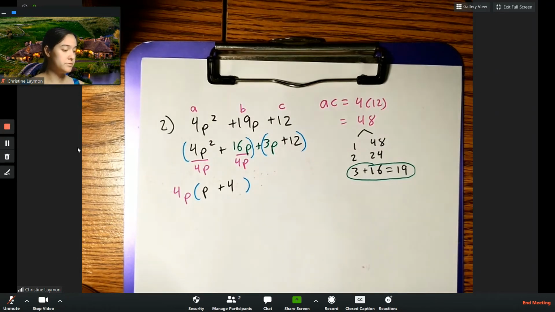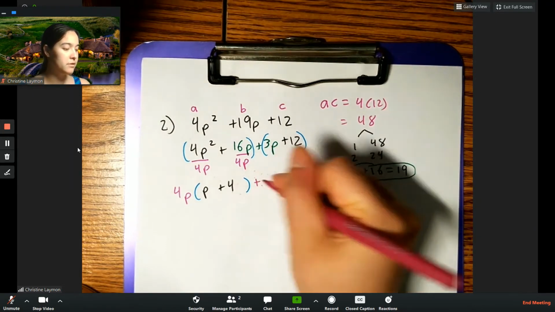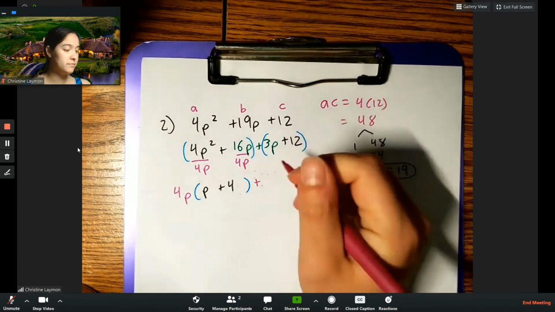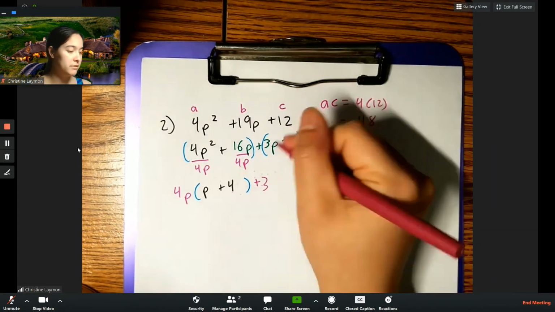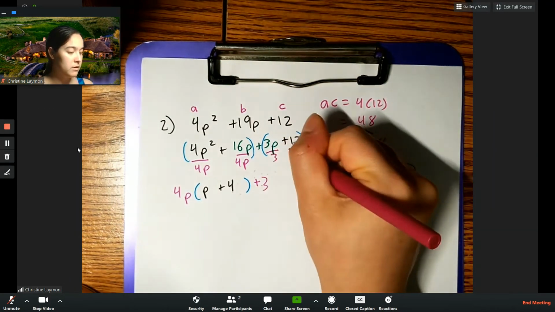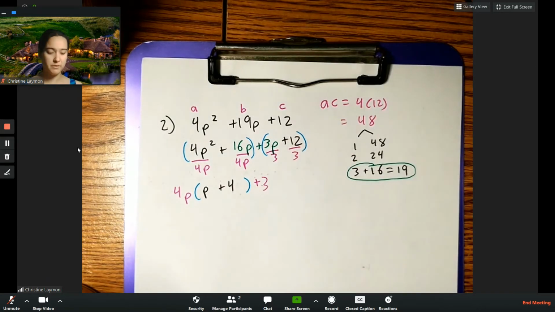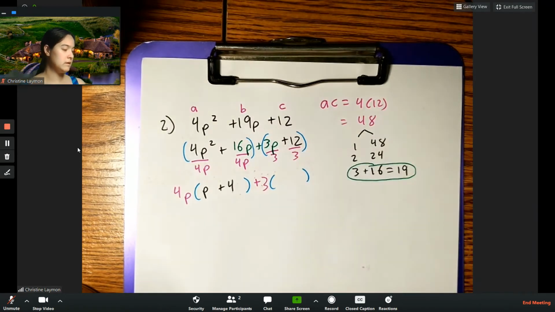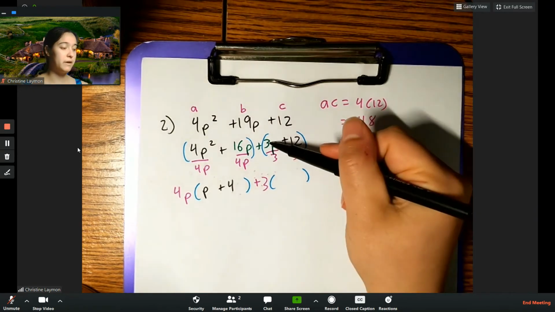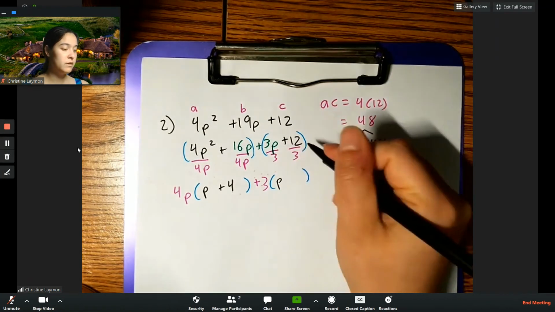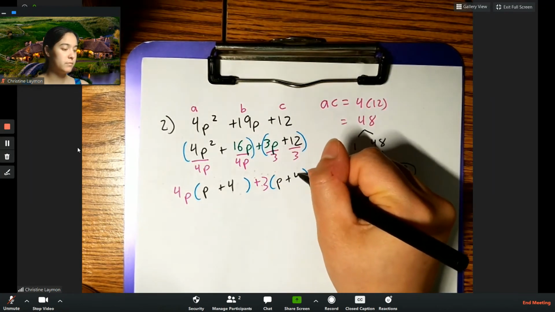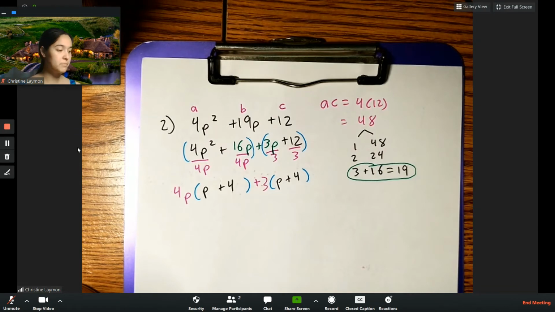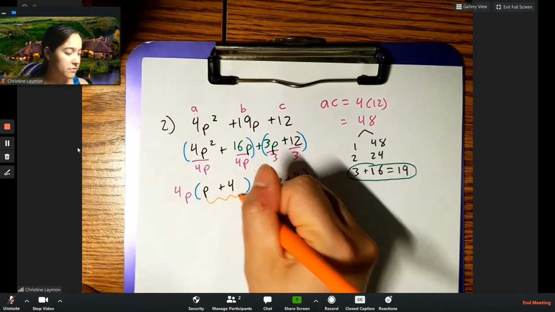I notice, drop my plus sign down, they both have a 3 in common. So take out a 3, which means coming from here, I am dividing these by 3. Put down your parentheses. 3p divided by 3 is just p. 12 divided by 3 is 4. Okay? So now, as before, I'm going to come through here and factor out this stuff.